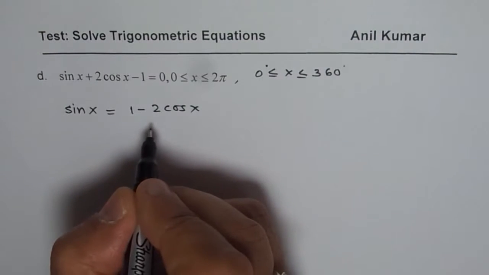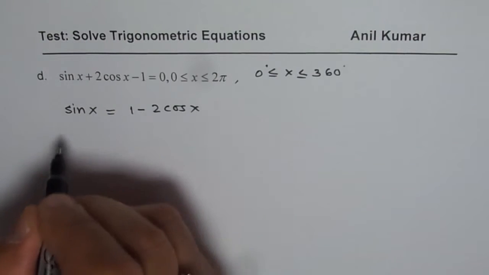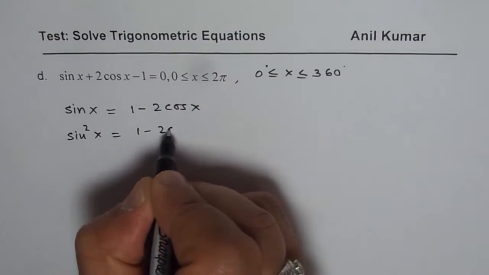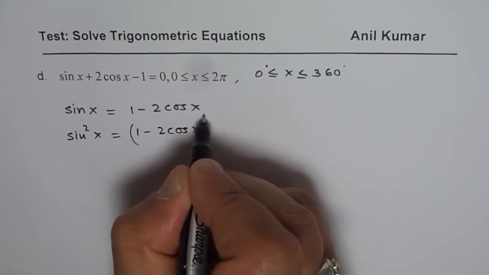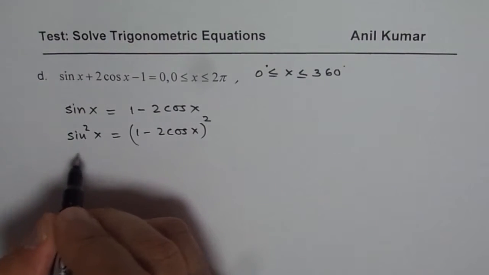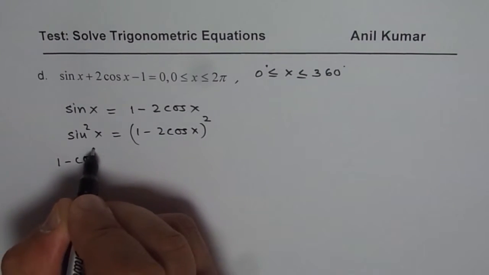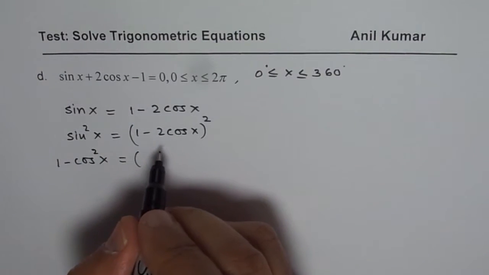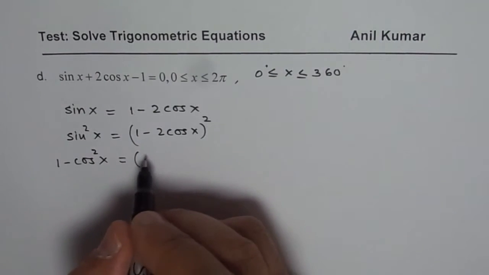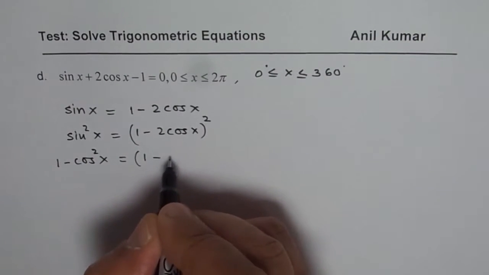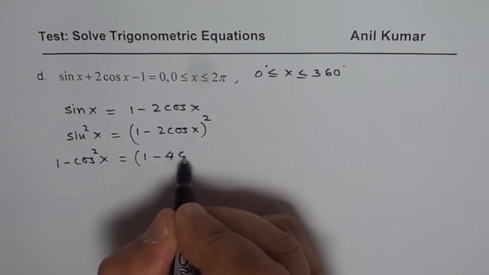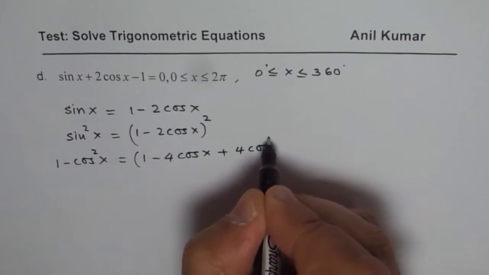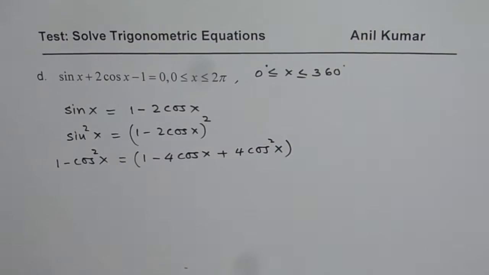Now we can square both sides, right? So if I square both sides, I get sin squared x is equal to (1 minus 2 cos x) whole squared. Now sin squared x can be written as 1 minus cos squared x. So that gives us an equation in one particular ratio, which is cos. Let's expand this. We get 1 minus 2 times this, that means 4 cos x, plus the square of this term, which is 4 cos squared x.